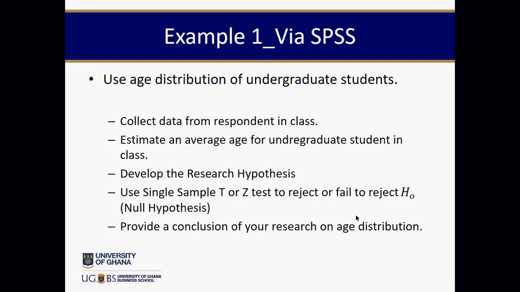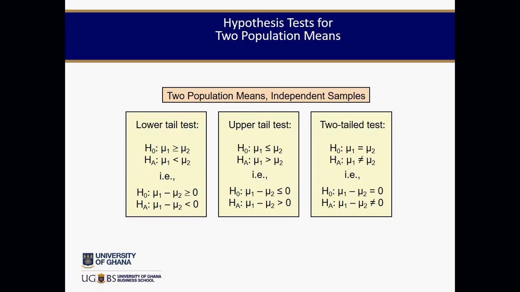Using age distribution of undergraduates, collect data from respondents in the class, estimate an average age for the undergraduate students in the class, develop the research hypothesis, use single sample t-test to reject or fail to reject the null hypothesis, and provide a conclusion of your research on age distribution. So we are going to do this very soon.